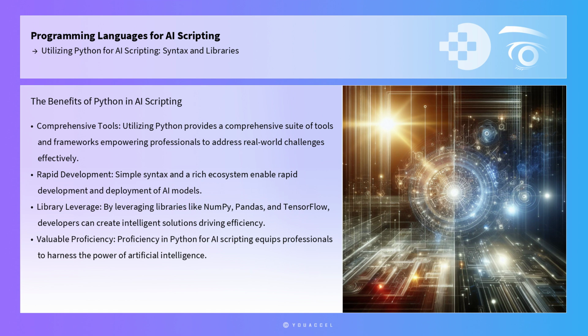In conclusion, utilizing Python for AI scripting provides a comprehensive suite of tools and frameworks that empower professionals to address real-world challenges effectively. Its simple syntax, coupled with a rich ecosystem of libraries, enables rapid development and deployment of AI models. By leveraging libraries such as NumPy, Pandas, scikit-learn, TensorFlow, and PyTorch, developers can create intelligent solutions that drive innovation and efficiency across various domains.